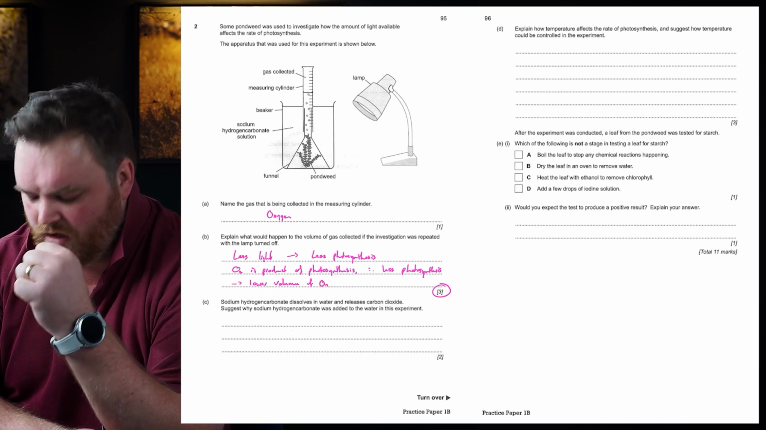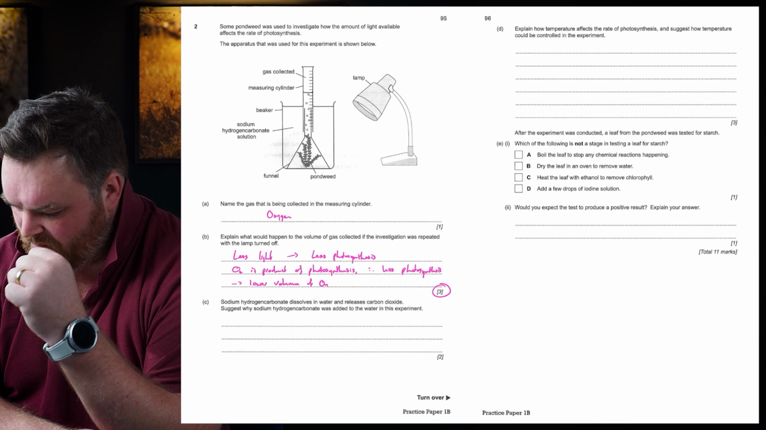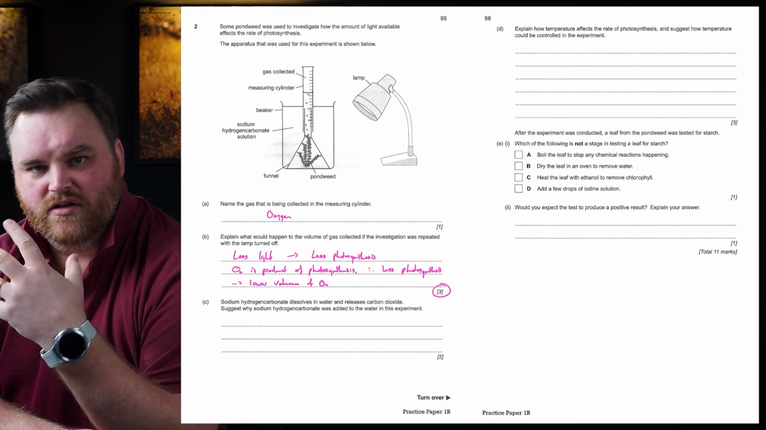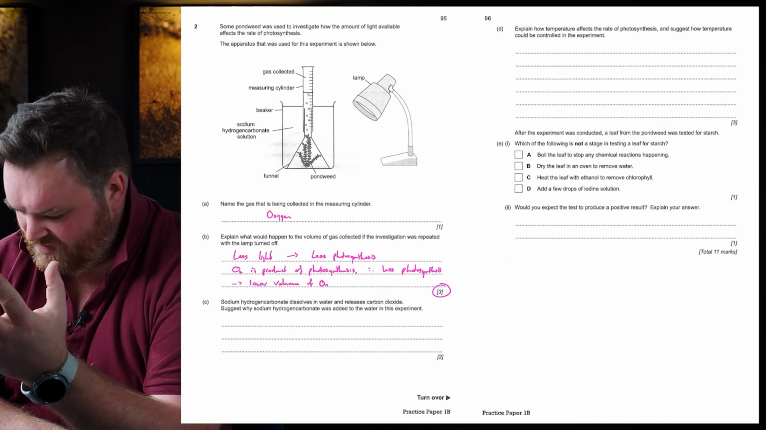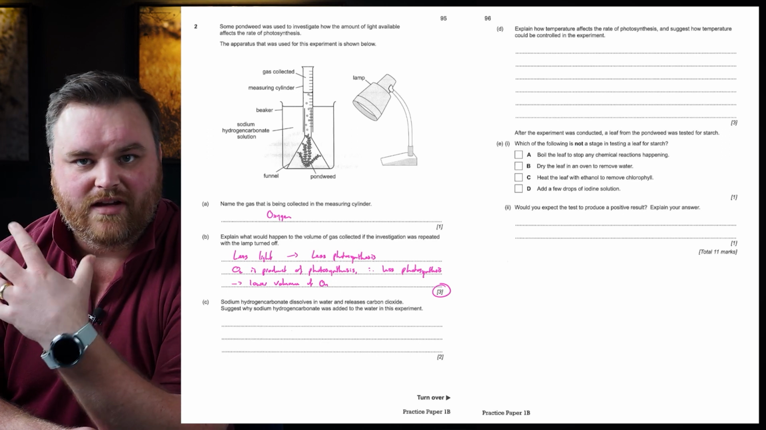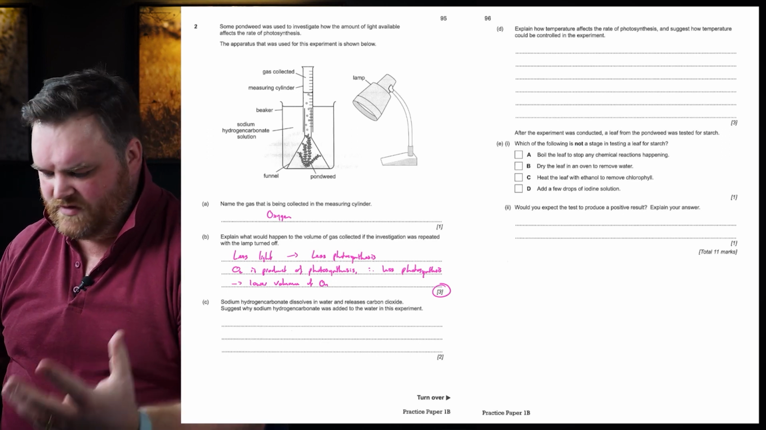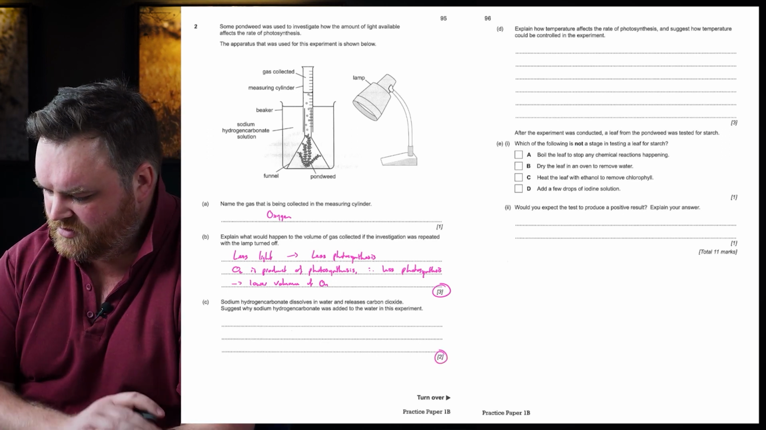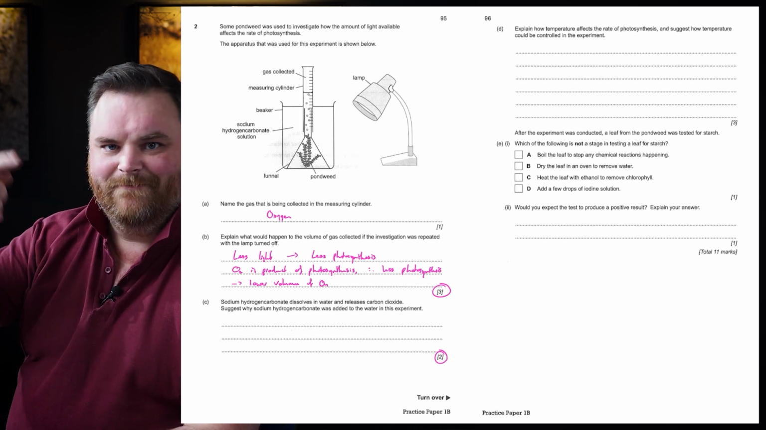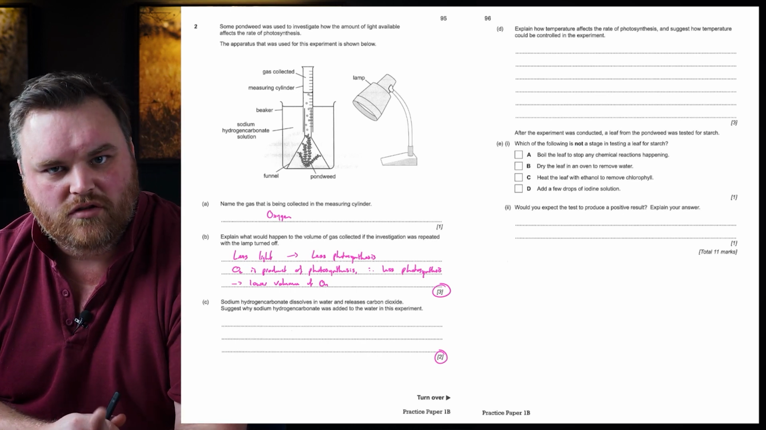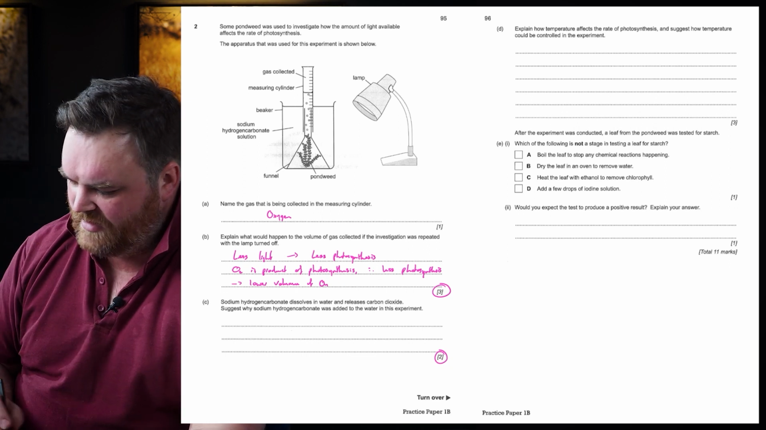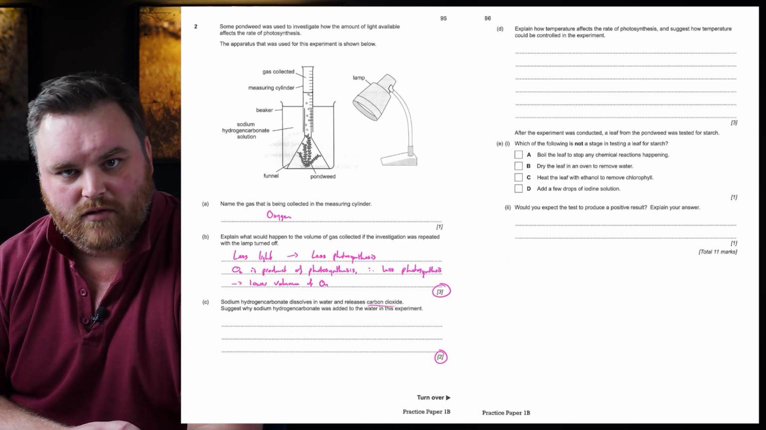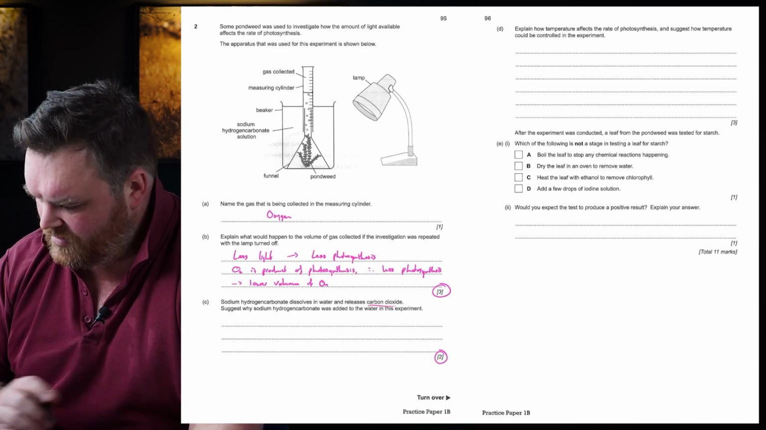Okay, sodium hydrogen carbonate dissolves in water and releases carbon dioxide. Suggest why sodium hydrogen carbonate was added to the water in this experiment. Well, again, this is looking at the requirements and products of photosynthesis. So when it dissolves in water, it's providing carbon dioxide. Carbon dioxide is a requirement of photosynthesis. So again, we're looking down here, we've got 2 marks. Our brains have got to be going here into what those 2 marks are going to be for. So they haven't told us in the question that carbon dioxide is a requirement of photosynthesis. That's a hint that there's going to be a mark for that in here.